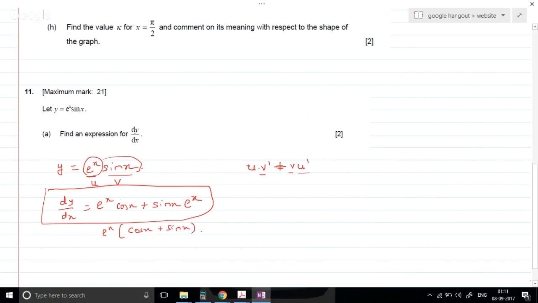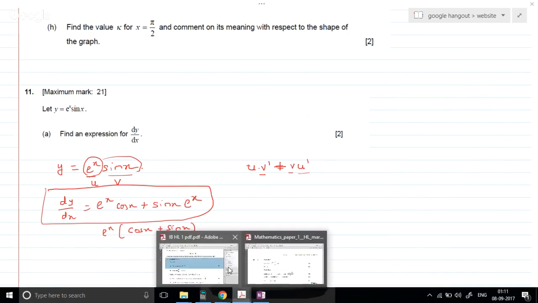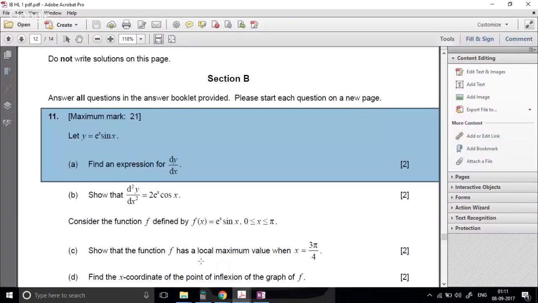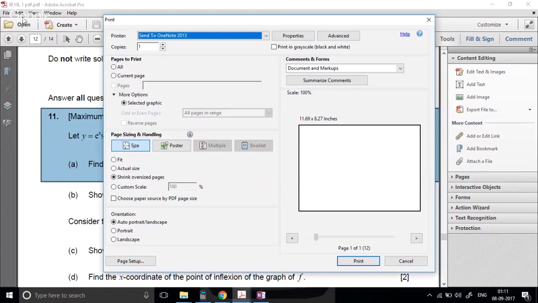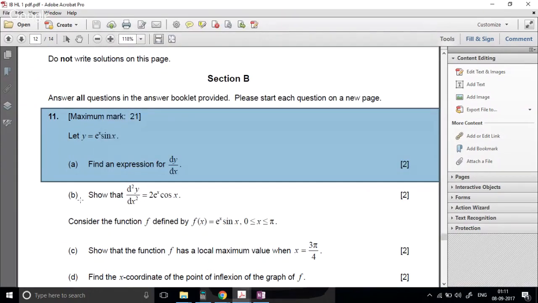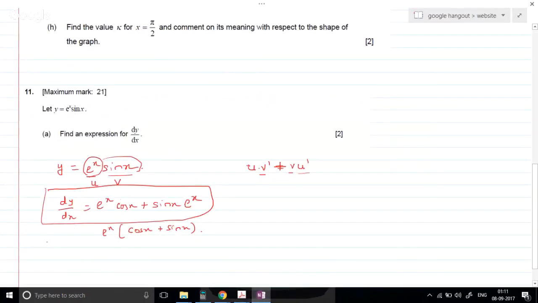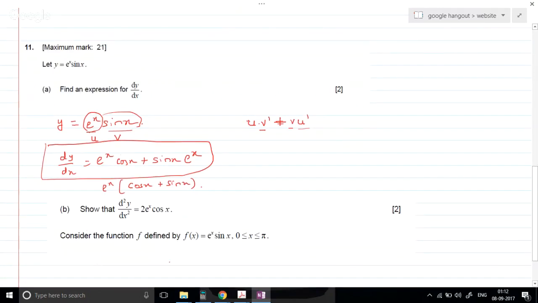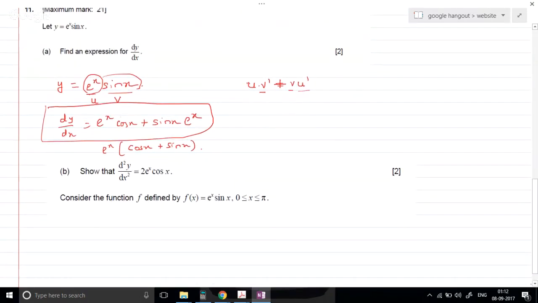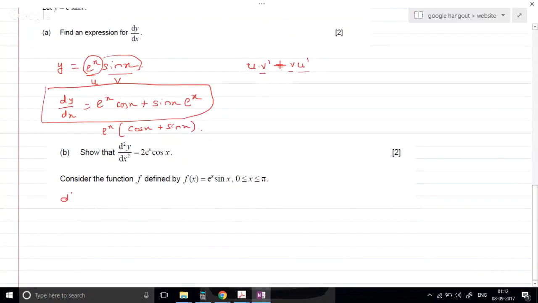Okay. So next part, I'll take out the question. Now find d square y by dx square. You have to show that it is 2 e power x into cos x. So let's take this function and differentiate this again.